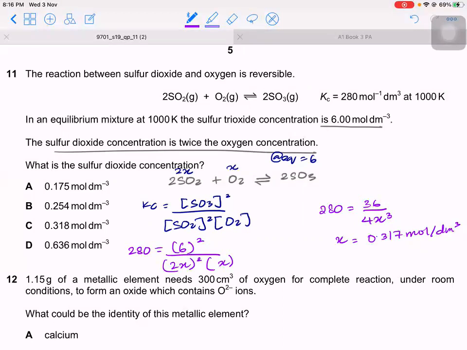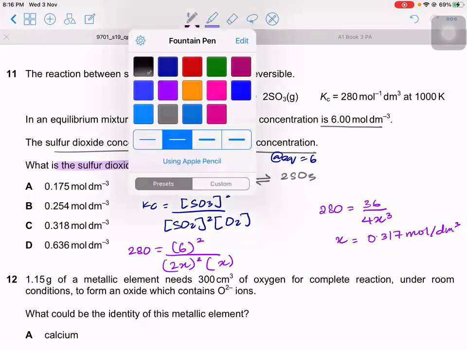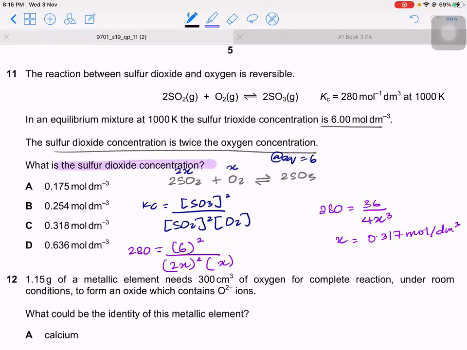But we don't want that. We want to find the concentration of sulfur dioxide. So what is the concentration of sulfur dioxide? It is not x, it is 2x. So the concentration of sulfur dioxide is 2 times x. Therefore, it will be 2 times 0.317, and your answer is D.